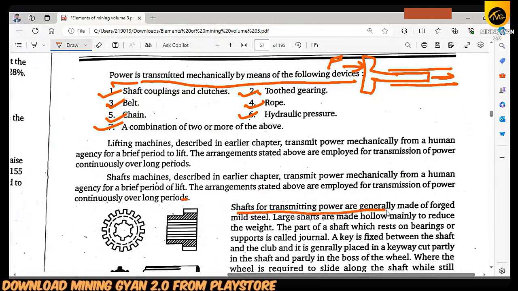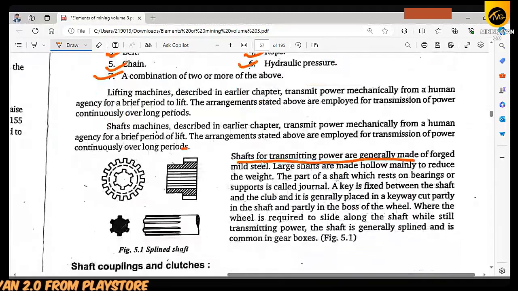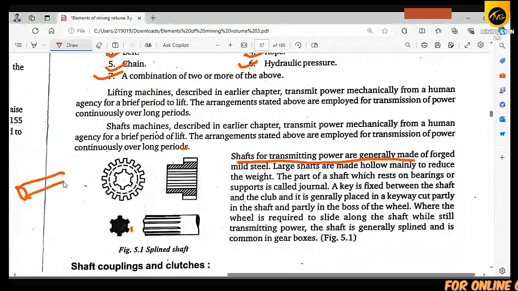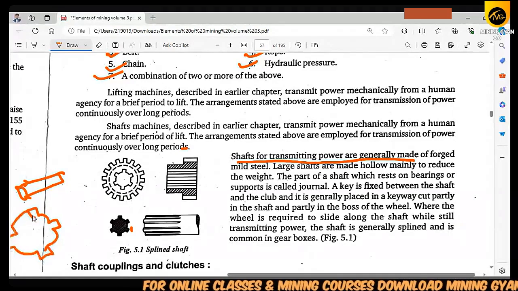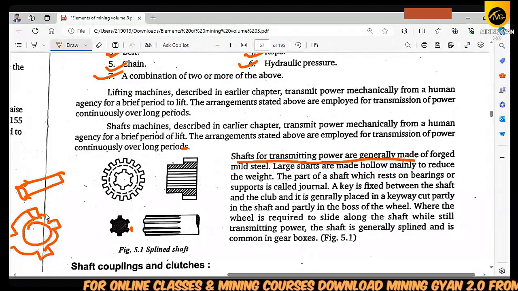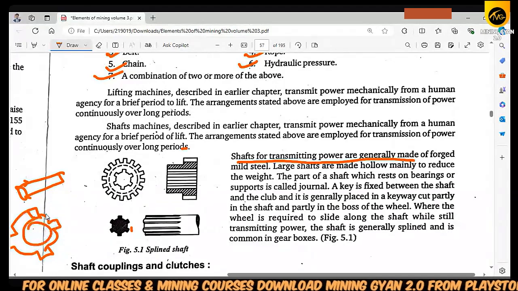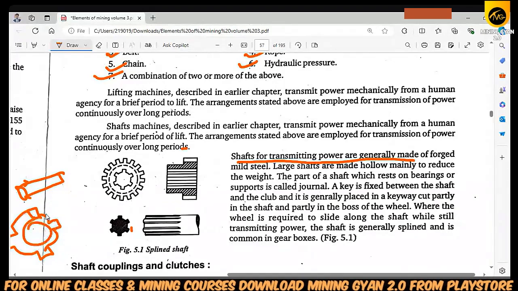Shafts for the transmission of power are generally made of forged mild steel. For example, this is a shaft. You see, this is the splined shaft. Some shafts are formed like this, where grooves are made. Large shafts are made hollow mainly to reduce the weight.